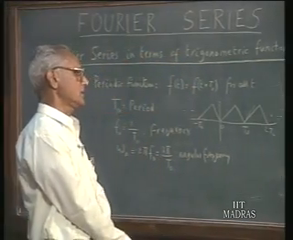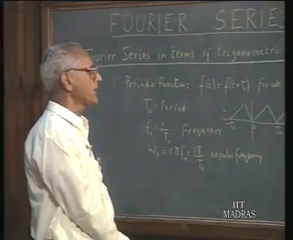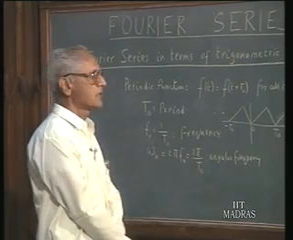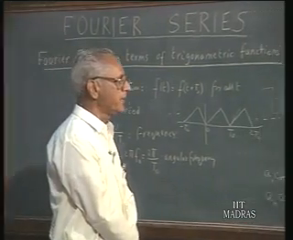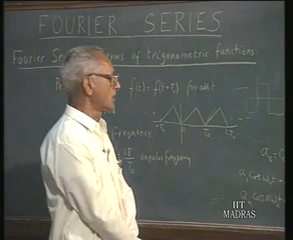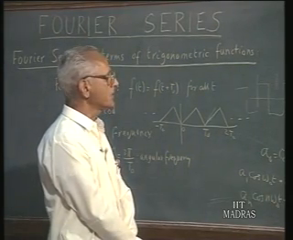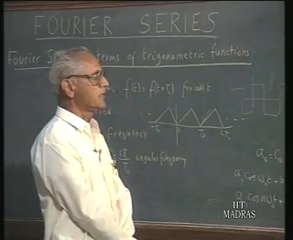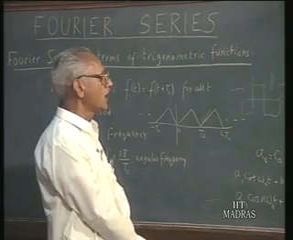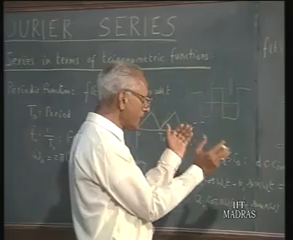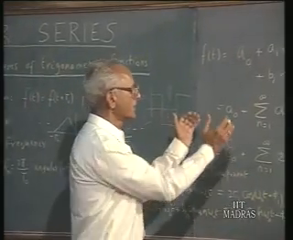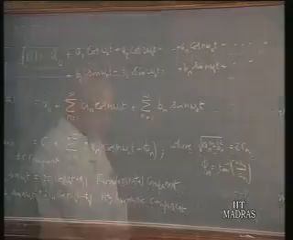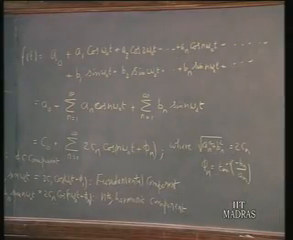The third aspect is how we calculate the A and B coefficients, which we will take up next. But before that, let me illustrate how a given periodic function is resolved into various harmonic components, and how, as we go on adding up the various harmonic components, the truncated series comes closer and closer to the given f of t. I will refer to this figure here.